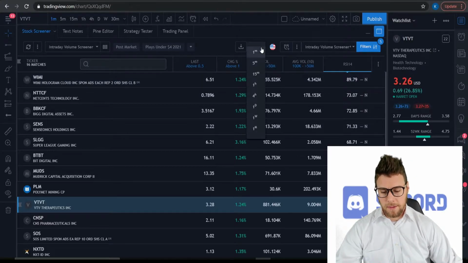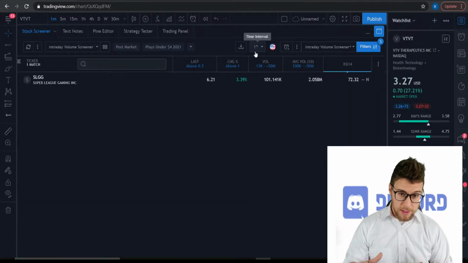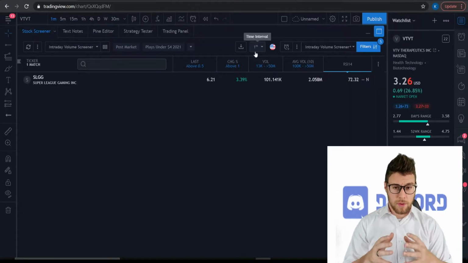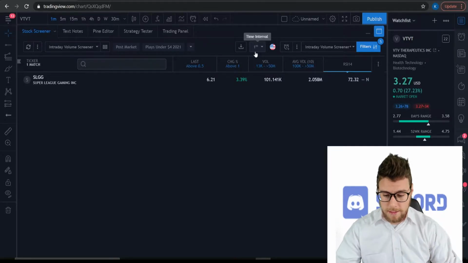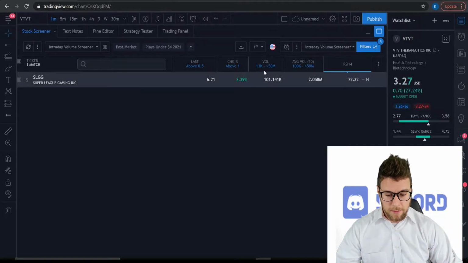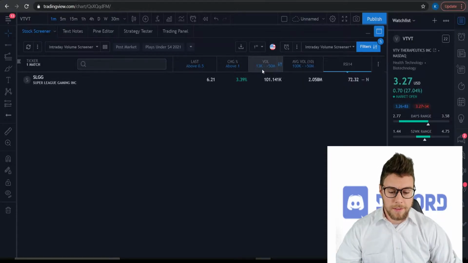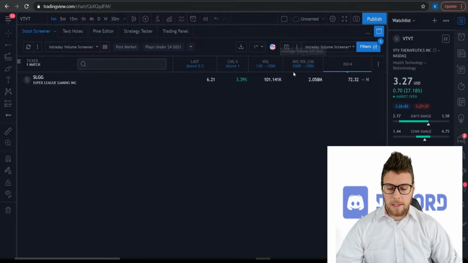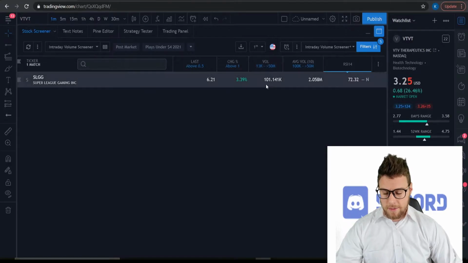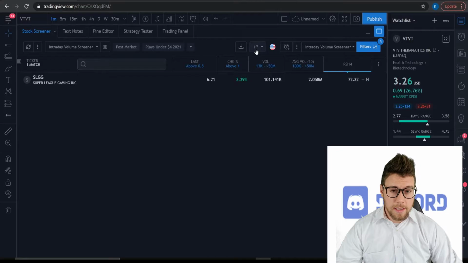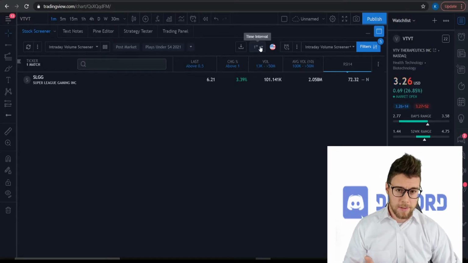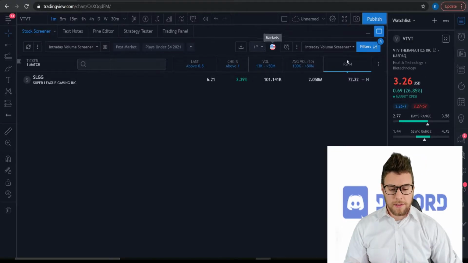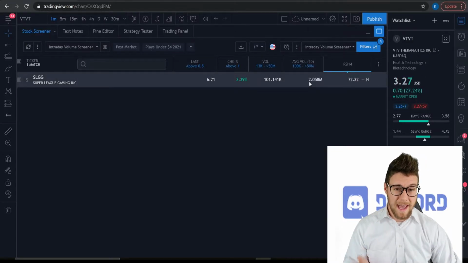If we're looking at a 1-minute scan, this is an extremely short time span, so these are going to be sharp moves, whether up or down, it doesn't matter. What I'm looking at specifically is the volume relative to the average day volume. So right here, SLGG just came up, and it has 101,000 shares traded in the last 1-minute candle. That seems like a lot, but that's versus its 2 million shares traded average daily.